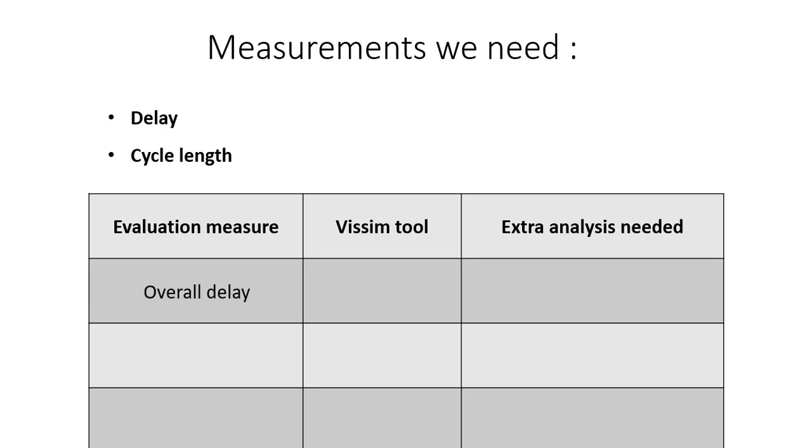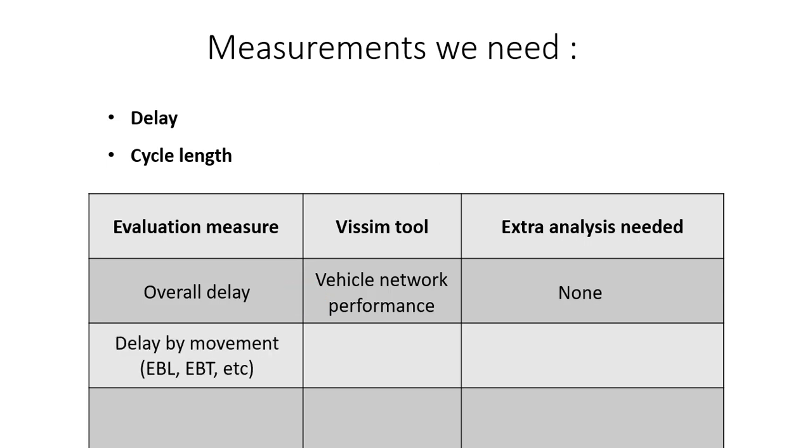I divided delay into overall delay and delay by movement. For overall delay, I'm going to show you how to use vehicle network performance. For delay by movement, for example, for eastbound left or other movements, I'm going to show you the vehicle travel time method.